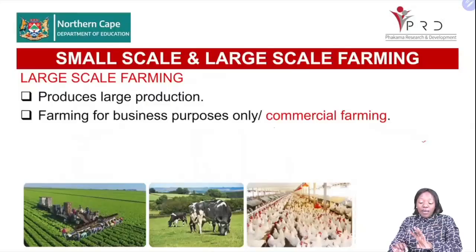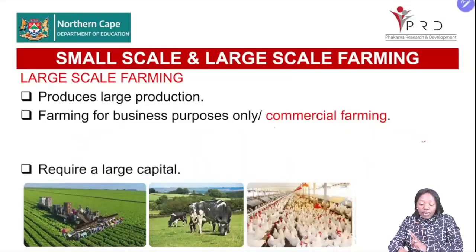So remember I said four, but two and two. The first two are your small scale farming as well as your subsistence farming. Those are a pair. Then your large scale farming and your commercial farming, those are a pair again, because whether you are in large scale farming or in commercial farming, you are strictly farming for the business.